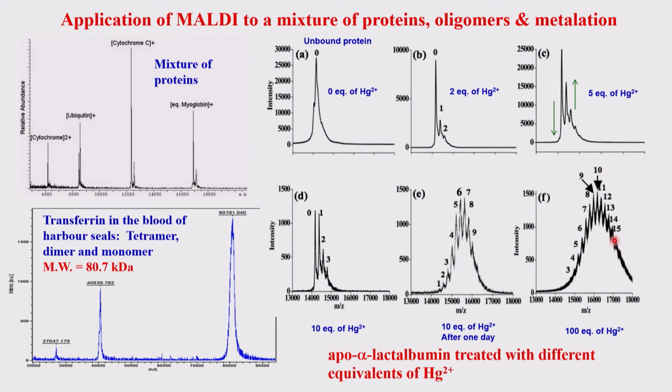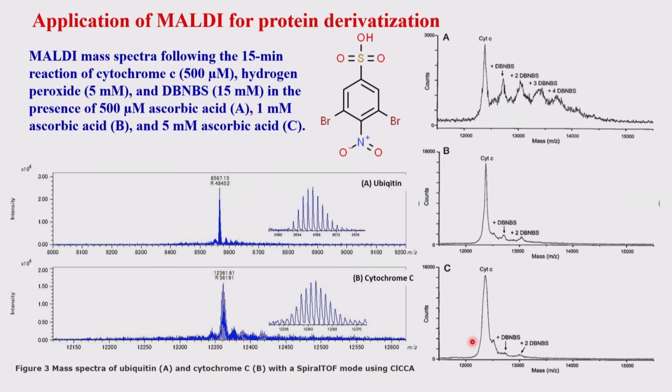Now you understand, you take a protein and metallate it, you can find out the extent. The reason is one metal ion gives that much of a mass increase, two metal ions, three metal ions, etc. I hope you understood all the applications that are shown in this particular slide.